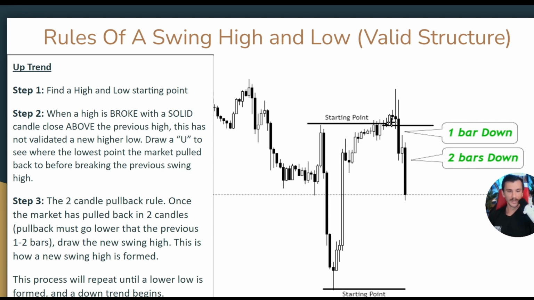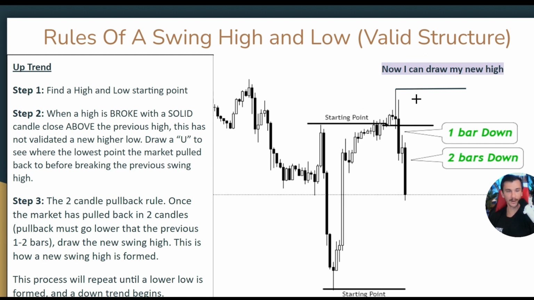All right, so we broke the high, break in structure, step 1. We've made a higher high. Now we have a 2-bar pullback, which is now going to allow me to draw my swing high. All right, so break in structure to the upside, 2 bars of pullback that are significant. Once that happens, draw your new swing high.